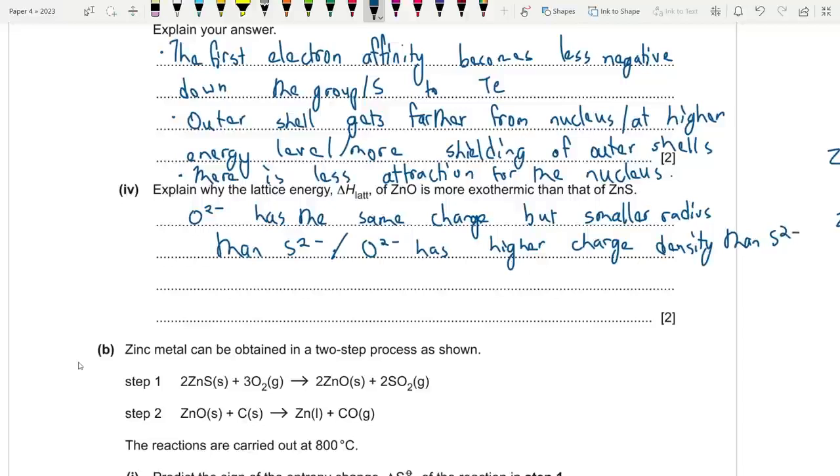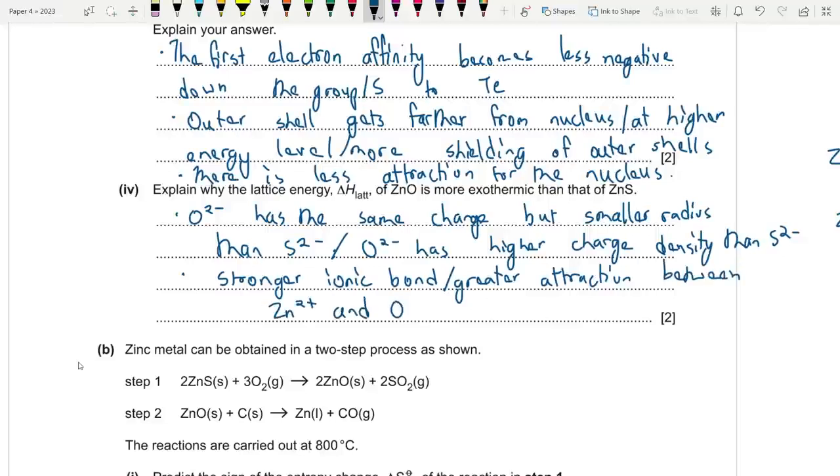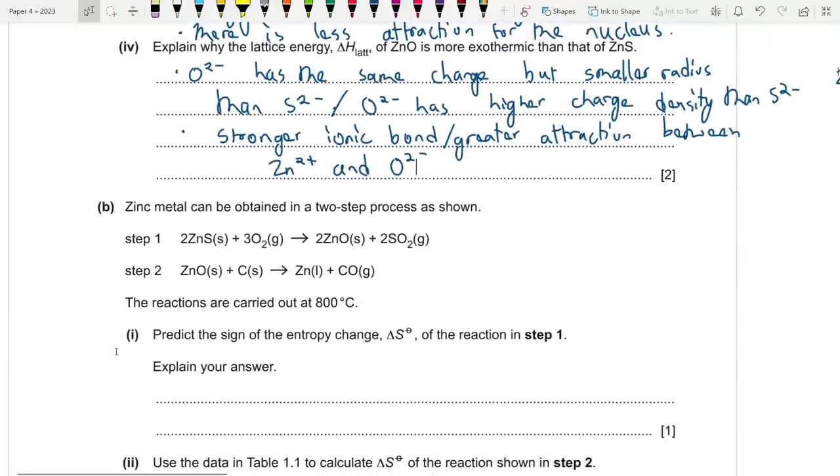Then S2 minus. Fine. What about the second marking point? Basically, there will be a stronger ionic bond or greater attraction between Zn2+ and O2-. Fine. Let's move on to the next one.